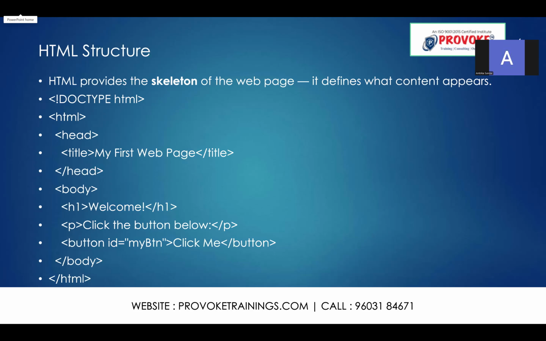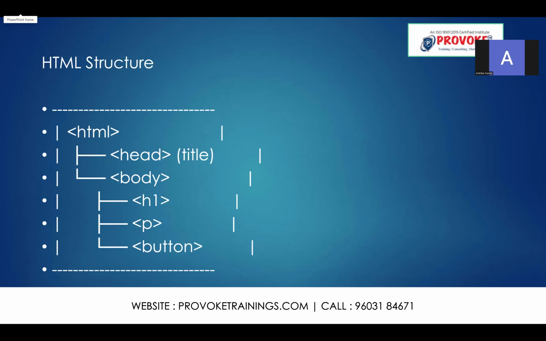Title is to provide the title of the web page, and header 1 is going to provide the first header of the web page. In a paragraph, you can write a number of text areas. You can have more lines. Button is going to create a button. So these are the tags we are going to use in the HTML structure.